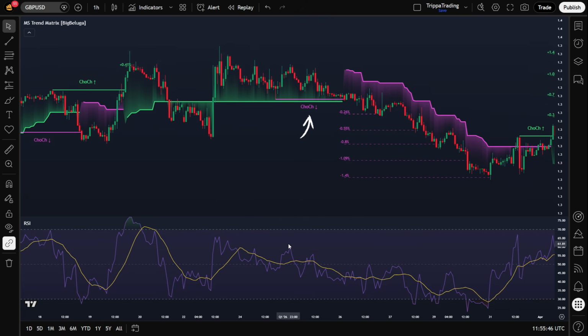Divergence alone is not enough. Change of character alone can also fail. But when you get both together, the probability of a real reversal becomes much stronger. Let's start with the sell trade setup.